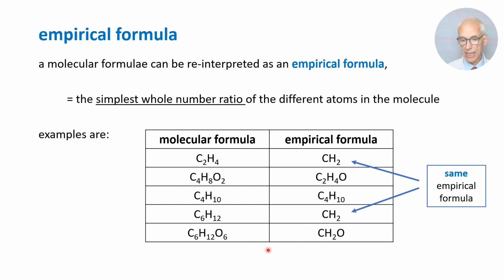C6H12O6, again, divide through by 6, gives me CH2O. So this you may recognize as glucose. So the empirical formula of glucose is CH2O. That's the simplest whole number ratio.